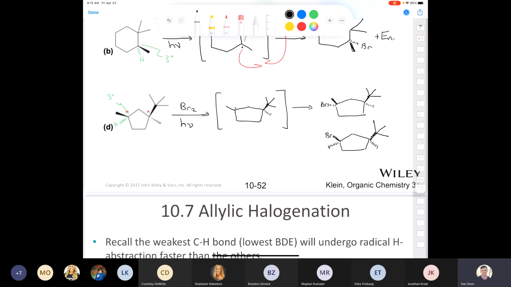Yeah, exactly. Thanks, Chris. They're diastereomers, right? This is a pair of diastereomers. Okay, so here we end up with a pair of diastereomers.